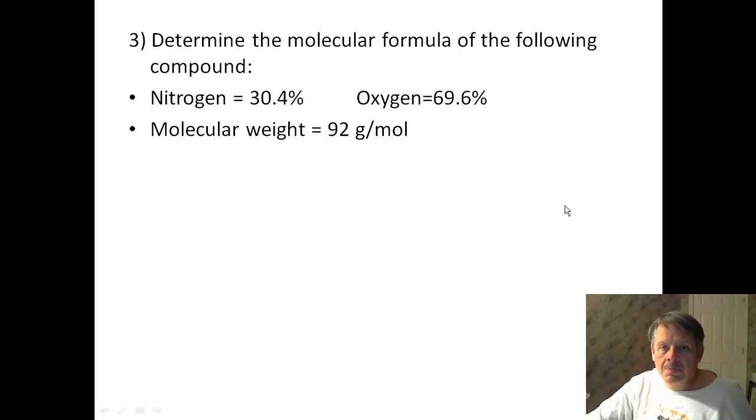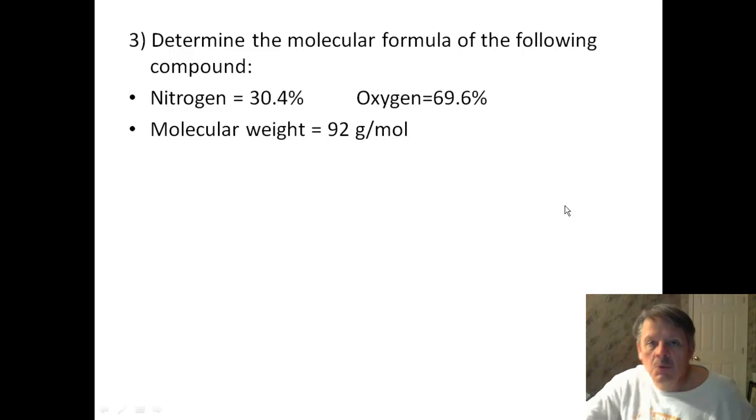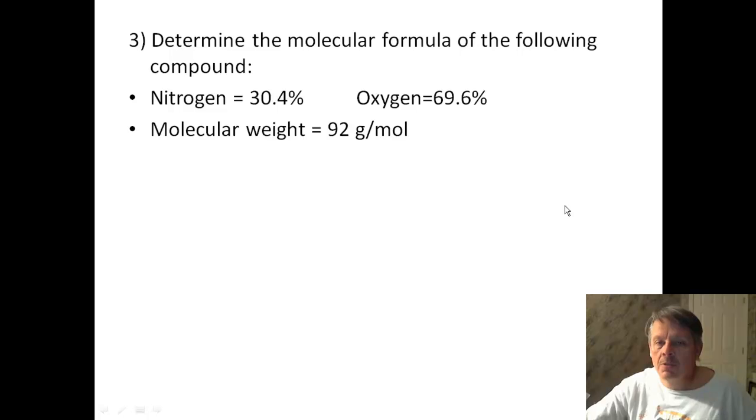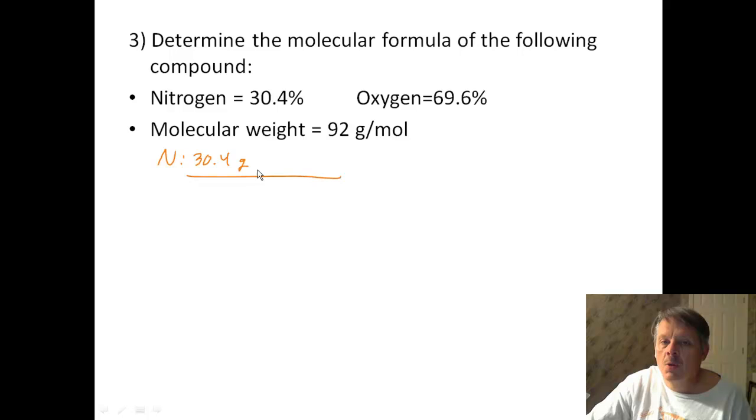Alright. Let's do this one, the last one. This is our molecular formula for the following. So we're given nitrogen, oxygen, and given the molecular weight. So if we have nitrogen at 30.4 grams, we're going to convert it from grams, 15.007 grams, into 1 mole. And that number is going to happen to be 2.17.